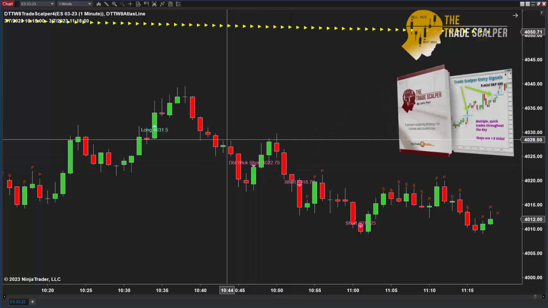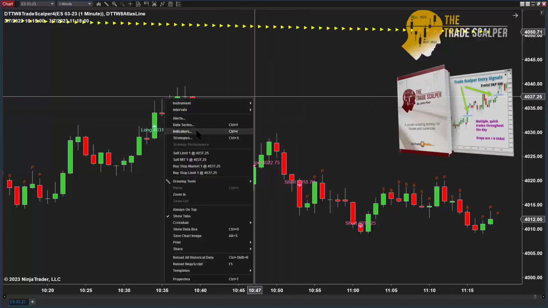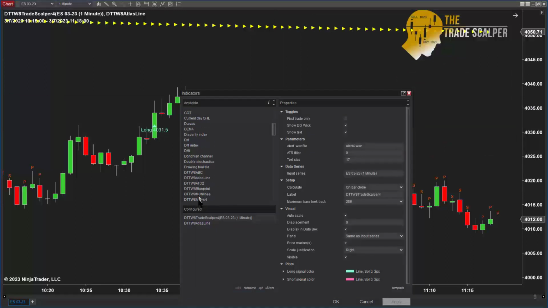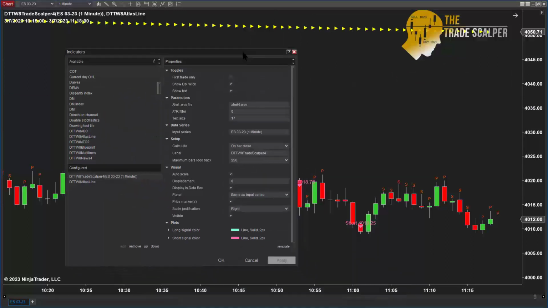This is all taught in the course, in the program, and you can actually turn on or turn off any of the scalper signals that you like. So for example, one of the settings here is first trade only, double wick, and show text. So we have a couple of options if you want to even see these extra signals. We have an alert file and all that good stuff.